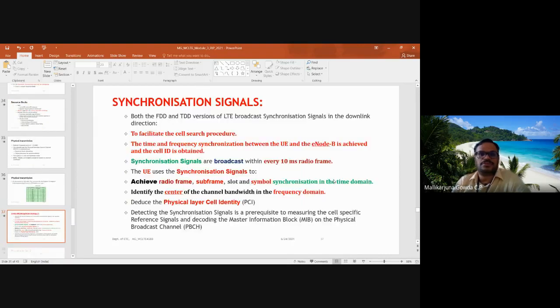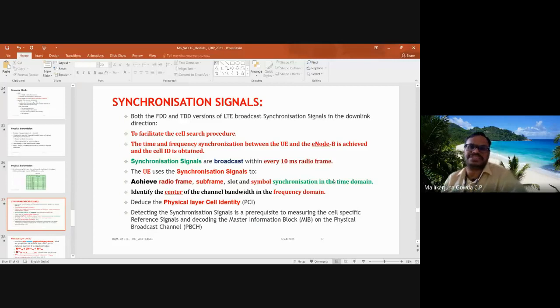Okay, so now let us try to understand these synchronization signals. In the morning, what I said, the synchronization signals are used for synchronization. Both the FDD and the TDD versions of LTE use synchronization signals in the downlink direction.